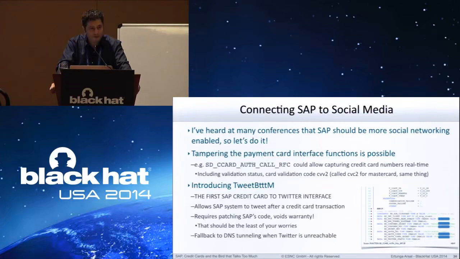This is the first SAP credit card to Twitter interface. So basically, whenever you go and buy something from a shop running SAP systems, then the SAP system tweets this credit card. This was the picture that we have seen. So this requires patching SAP's code, of course, with an injection flaw, and this voids your warranty and support most probably. And if something doesn't work, there is always a fallback to DNS tunneling.